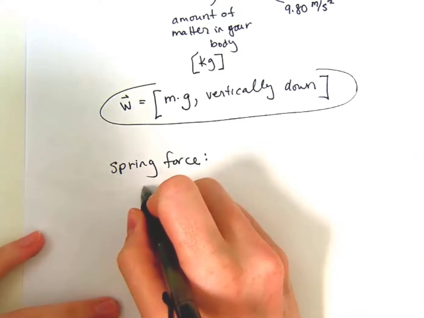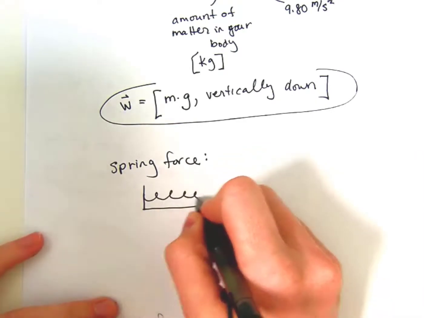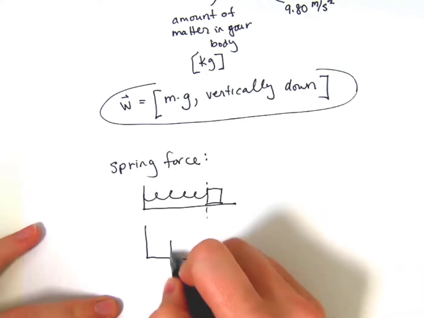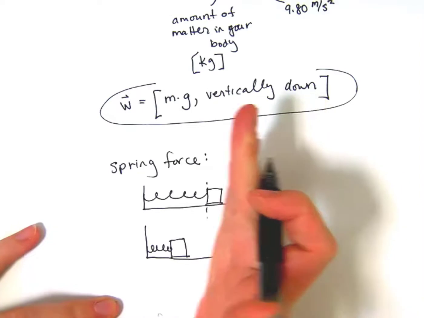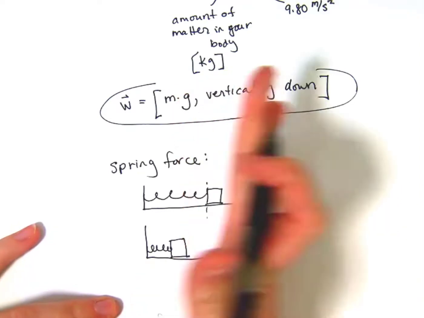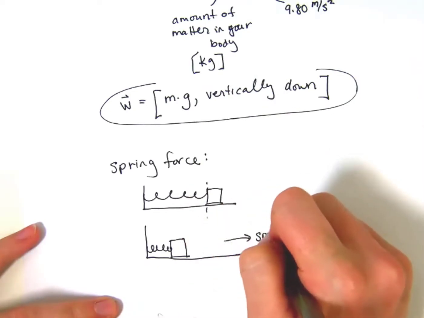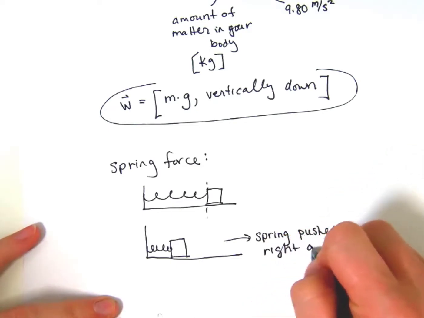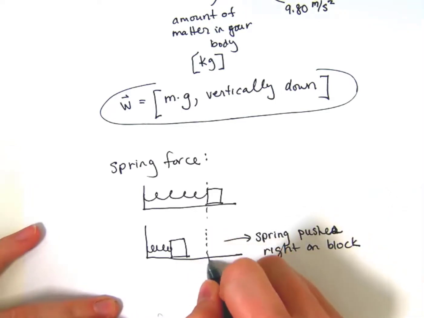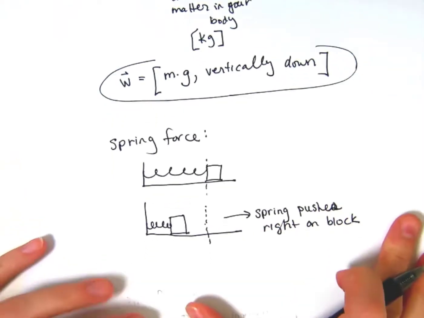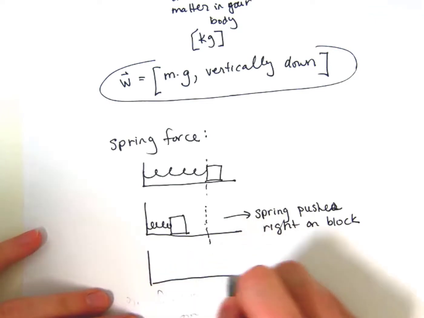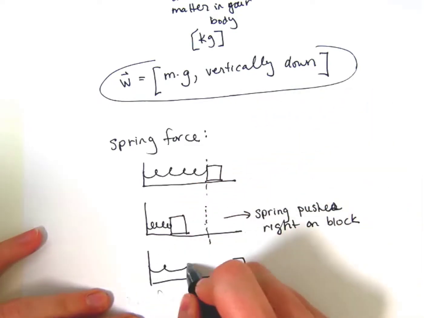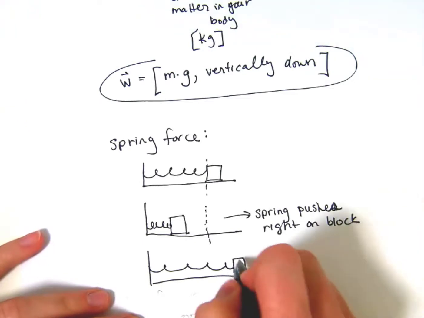So maybe I can try to sketch that. Maybe this is a spring's natural length, and we'll attach it to a block. And then somebody took the block and squished it into the spring, push, push, push, push. So what's the spring going to do? The spring is going to push rightward on the block. So you can see that it's going to push back towards its original length, its equilibrium length. And if somebody were to grab the block and pull it out here and extend the spring, then the spring would be trying to pull left on the block.